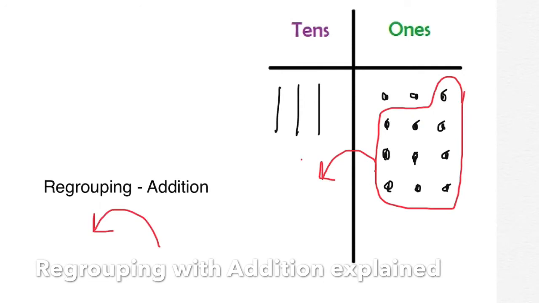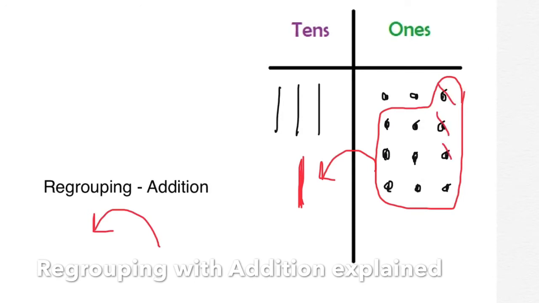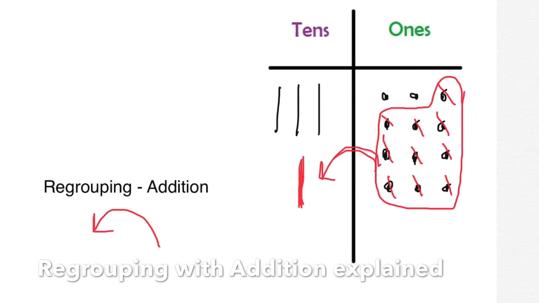And of course, once you move those ones over to the tens column, they're taken out of the ones column and they're represented in the tens column. So it moves in this direction when you are using regrouping with addition.